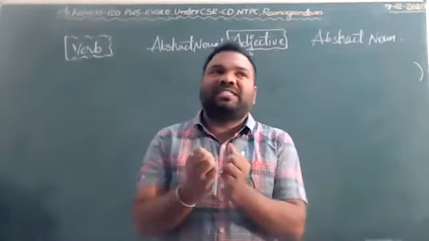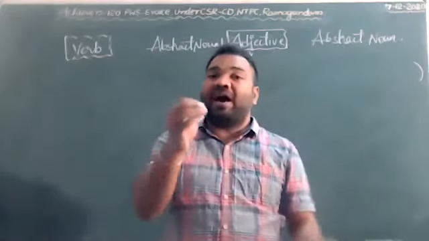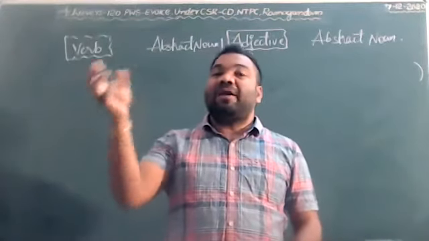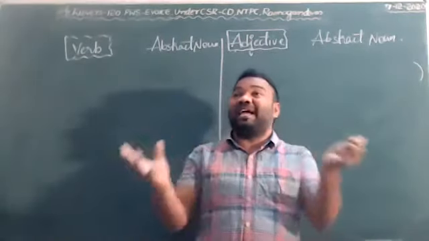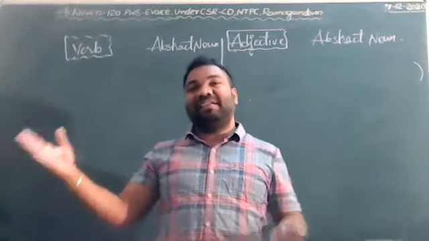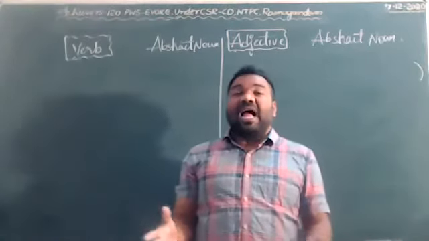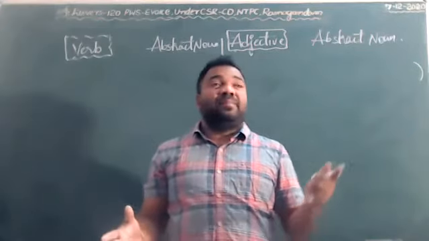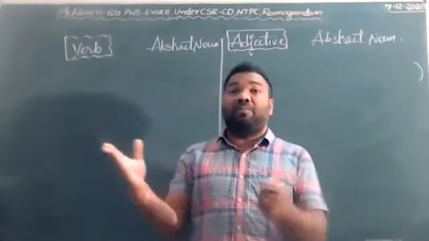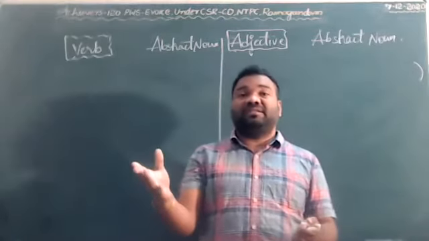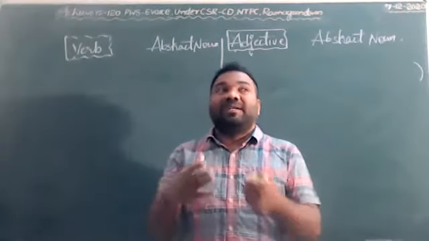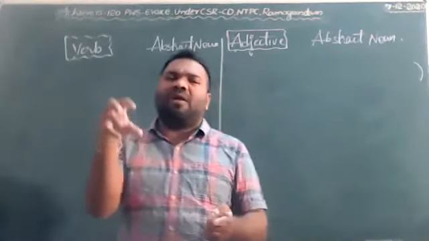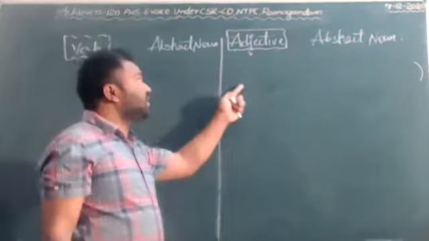Adjective is a word which describes a noun or a pronoun or a subject in the sentence. Adjective describes, like, a handsome man, a tall girl, the beautiful, a short boy, a strong woman, the narrow road. How is the road? Narrow. It's a wide ground. So these all are adjectives. I hope you understood the difference between adjective and verb.